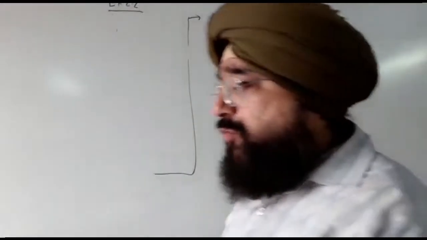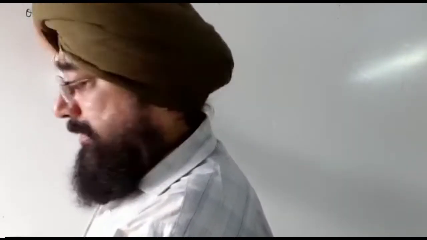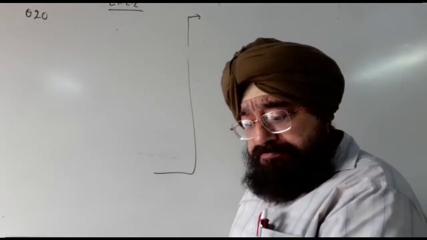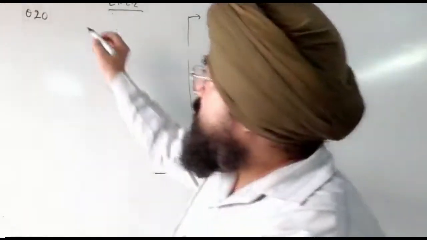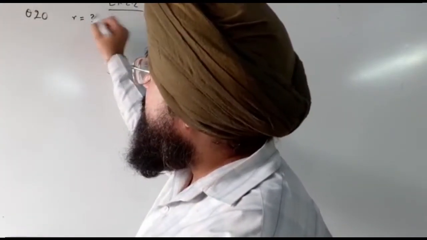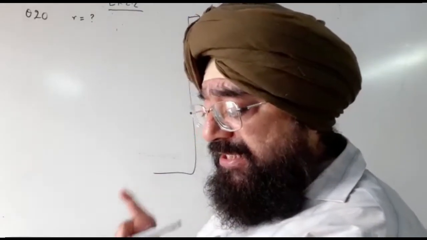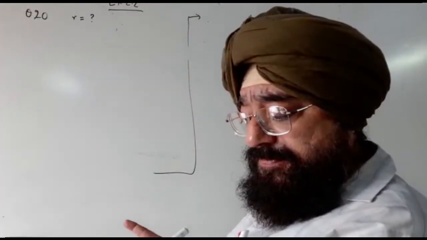2.2, I am doing now question number 20 with you. It says question number 20 is, at what rate percent per annum compound interest, that is the rate you are supposed to find here, would 80,000 amount to 88,200 in 2 years?